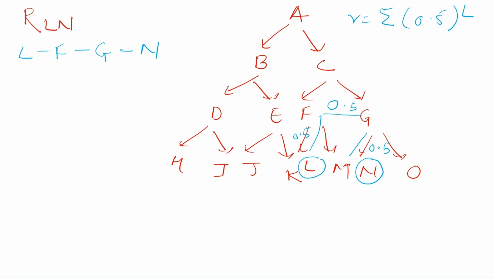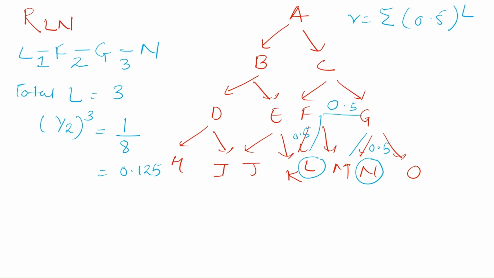Now how many generation links are there? Each parent, child or sibling link will be counted as 1. L to F is 1 generation link. F to G is 1 generation link. G to N is 1 generation link. So total capital L is equal to 3. That means 1 by 2, that is 0.5 to the power 3. If you calculate, the answer is 1 by 8, or you can also write it in decimals, that is 0.125. This is how we calculate the coefficient of relatedness between any two individuals.